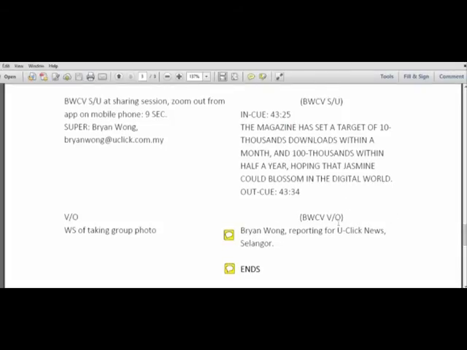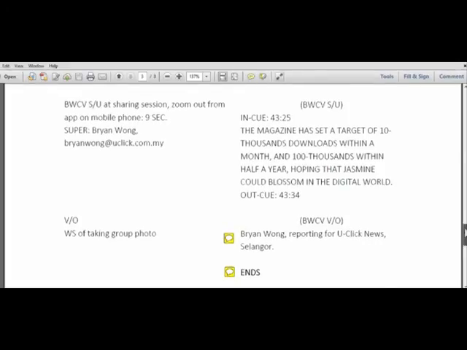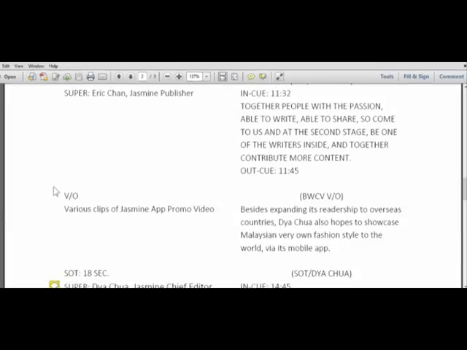Try not to end your story with a soundbite, meaning after the soundbite, then straight away sign off. At least have one more sentence before you sign off. That will look much better. Do watch out for the spacing. If there should be one line spacing, then give me one line spacing in between the paragraphs, and don't be generous to give me two line spacing.